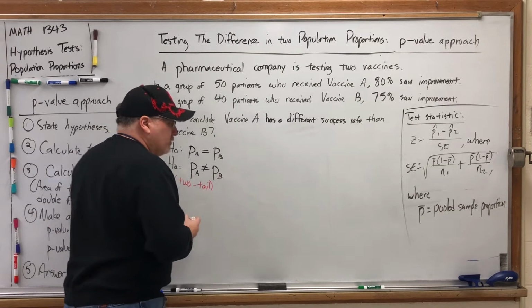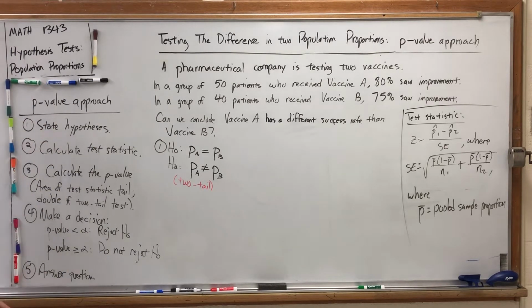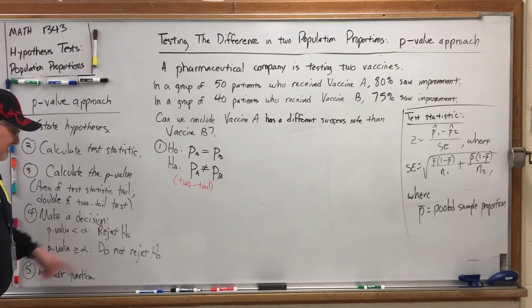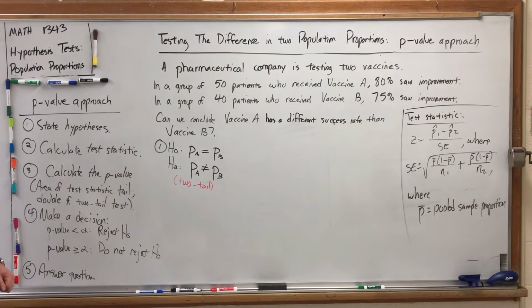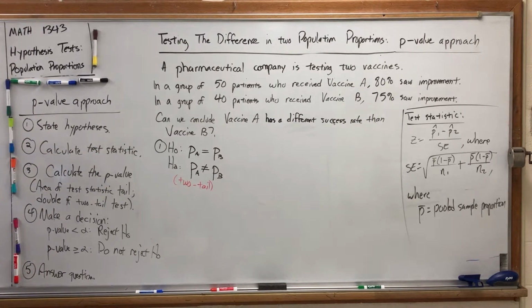And I'm sorry, after reviewing the test statistic formulas, I meant to go back here and continue summarizing the steps. So let's do that real quick. Calculate the test statistic, calculate the p-value, which is the area of the test statistic tail, double it if it's a two-tail test. Then we make a decision by comparing our p-value to our significance level. P-value less than the significance level, we reject the null hypothesis, otherwise we do not, and then we answer the question.